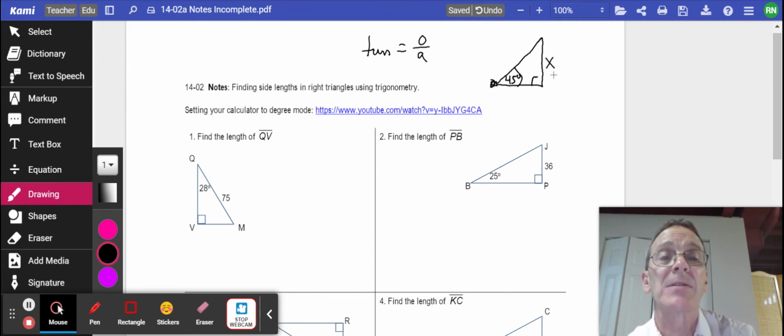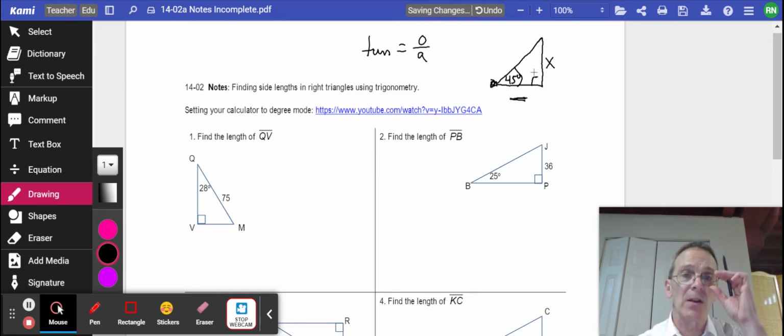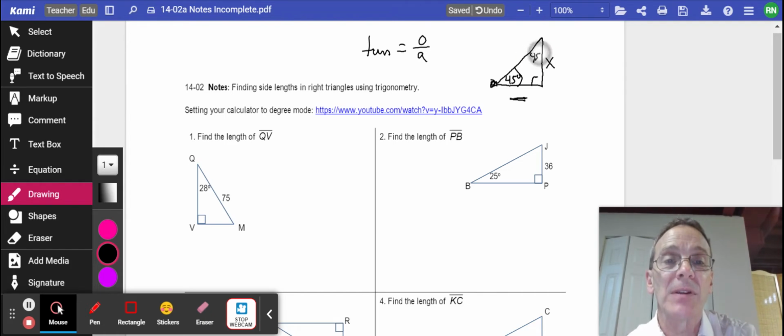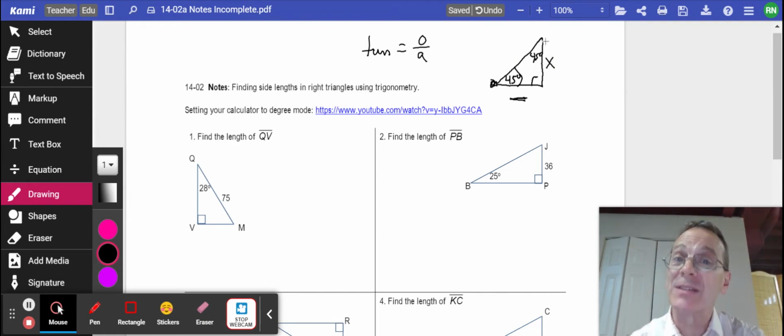I'm going to call that x. And the adjacent side is down here. Well, if this is a right triangle with a 45-degree angle in it, then this other angle is 45 degrees. And it's not only a right triangle, it's an isosceles right triangle, which means this side down here would have to be the same as this side over here.